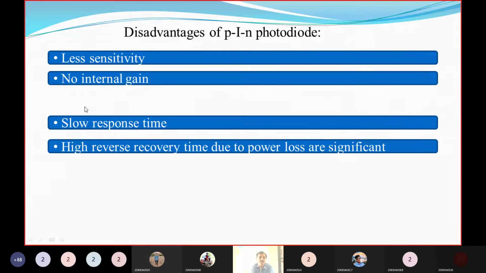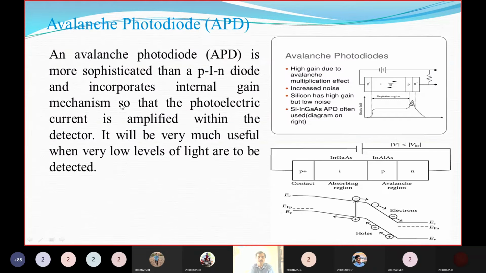For reducing these drawbacks, another diode is prepared. That is the Avalanche Photodiode. Now, I will give just an introduction about the Avalanche Photodiode. An Avalanche Photodiode is more sophisticated than the PIN diode and incorporates an internal gain mechanism, so that the photoelectric current is amplified within the detector.